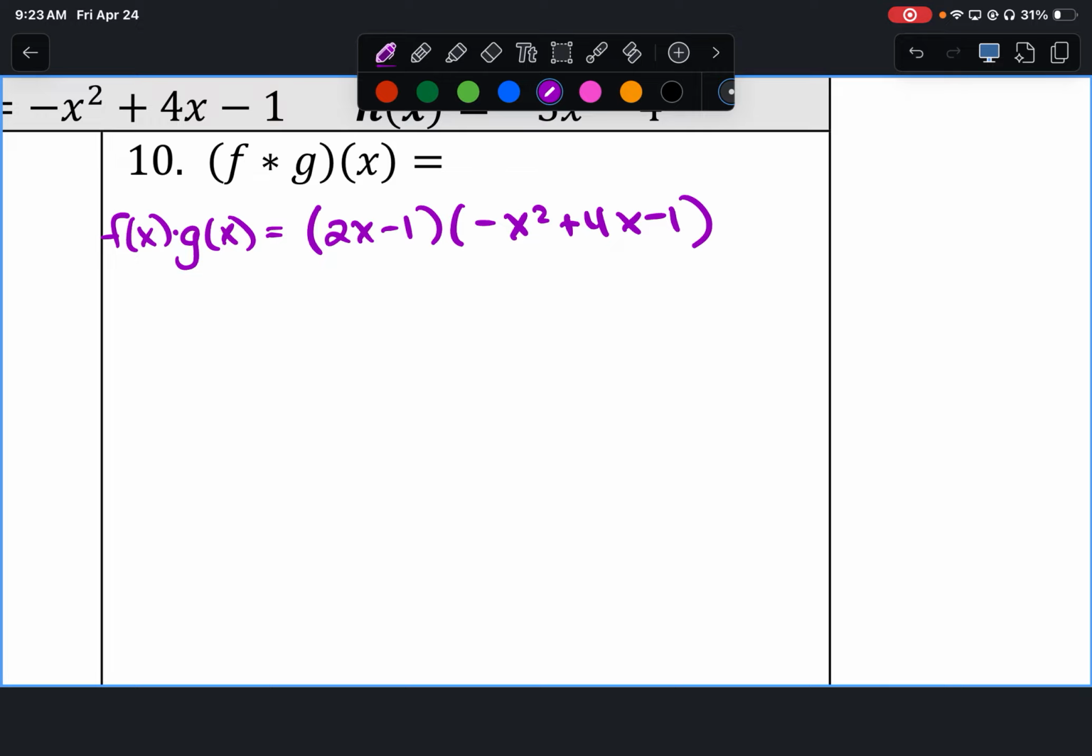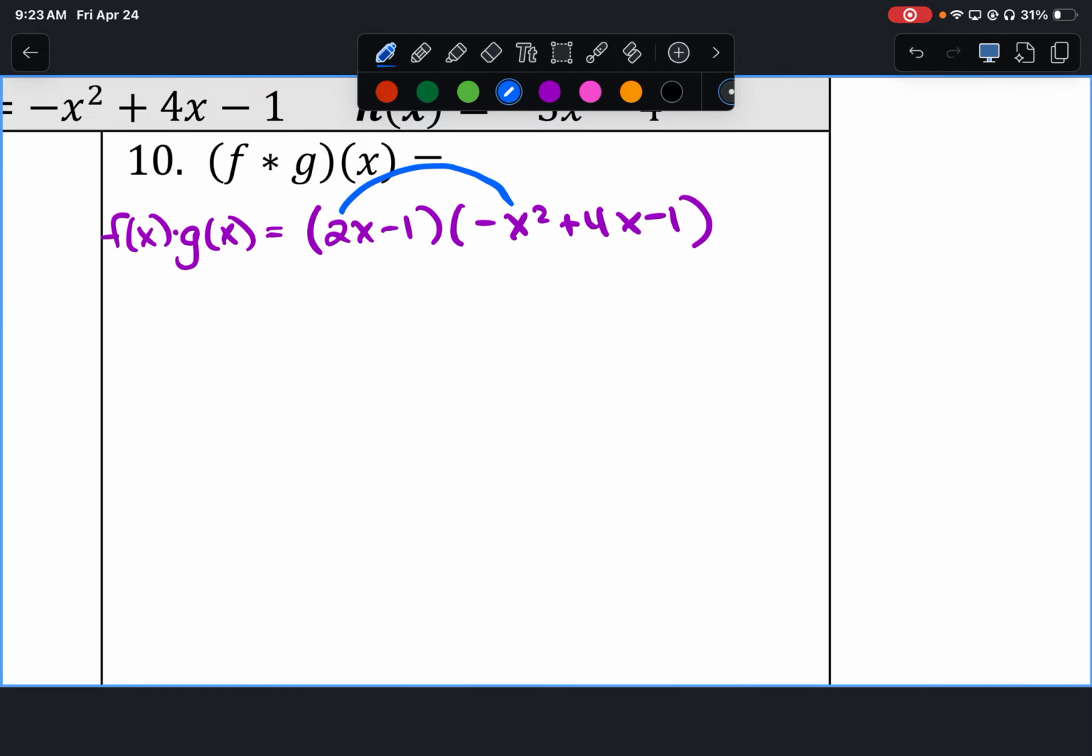Okay, whenever we did this test, that was one of our mistakes. We just miscopied stuff in between steps. Okay, the other mistake we made was sign errors. Okay, so let's watch those. From here, what do I need to distribute first?